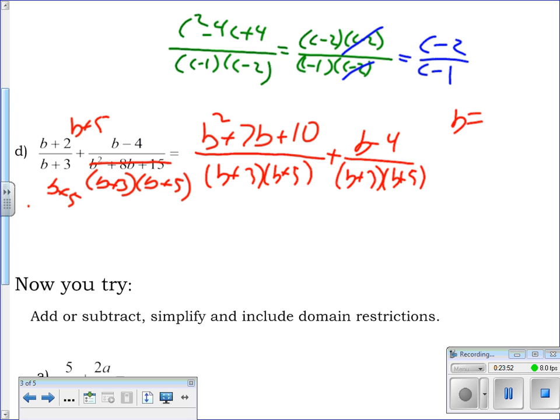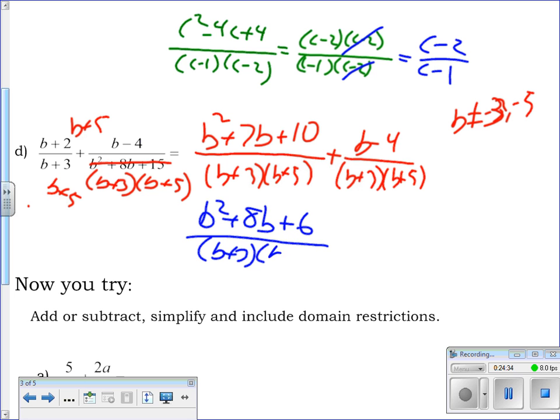And what did I forget to do? What are my domain restrictions? Negative 3 and negative 5. Question? Is that b plus 5? It's a b plus 5, and it's b plus 5. They're sloppy. I'm sorry, my bad. You should know how to read my hieroglyphics by now. Combine like terms, and this is addition, so you just combine like terms: b squared plus 8b, or sorry, plus 6, all over b plus 3, b plus 5.